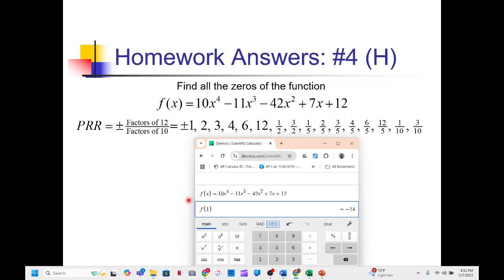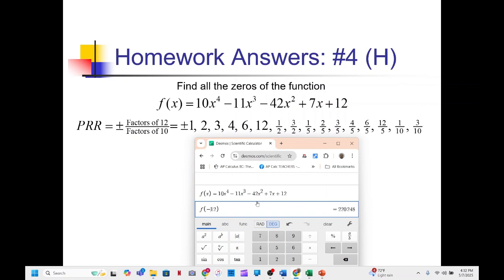F of 1 doesn't work. That's negative 24. F of negative 1 is negative 16. F of 2 doesn't work. Negative 2 doesn't give me a 0. 3 doesn't work. Negative 3 doesn't work. How about 4? That doesn't work. Negative 4 definitely doesn't work. 2,576. No, thank you. Let's try 6. Nope. And negative 6, even bigger nope. So we're getting further and further away from 0. But let's just keep going. 12. Nope. And negative 12. Like, this is just way out in left field.